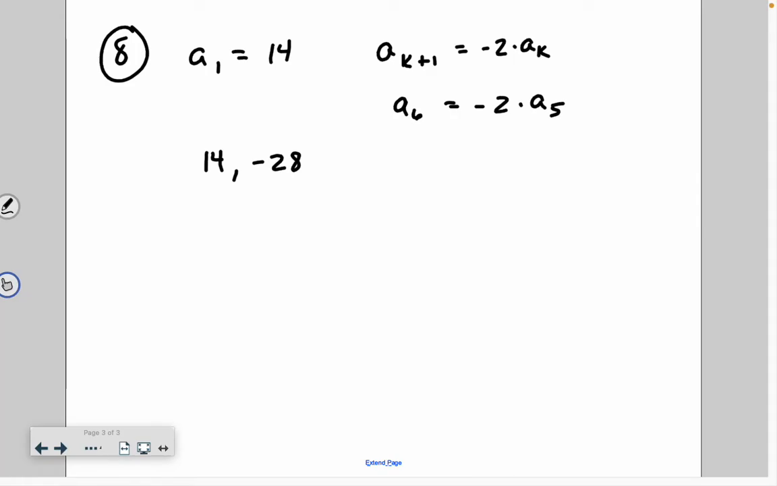How do I find the 6th term, the 7th term, in relation to any term before it? A is the term number. So a sub 6 would be the value of the 6th term. So to get the value of the 6th term, we take -2 times the value of the 5th term. Okay? So the pattern is really multiply every time by -2. That's really what that's saying. Does that make more sense?